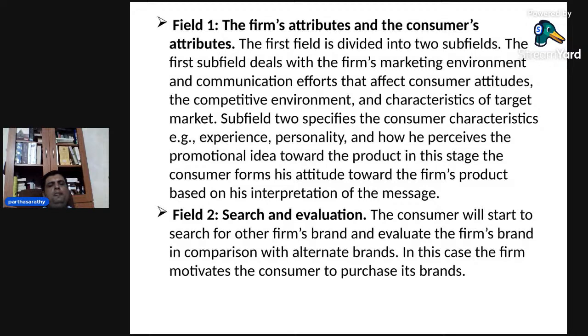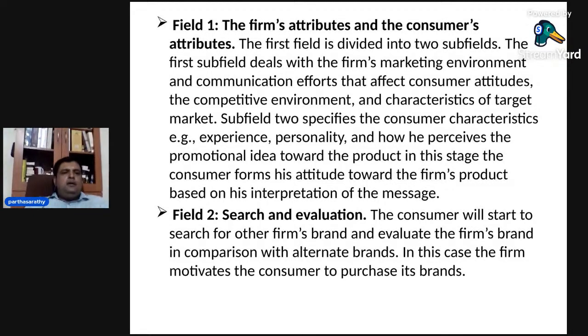When they are advertising a phone, for example, if Samsung is advertising a phone, they have to show what is the uniqueness about their product. If there is a uniqueness, yes, the customer will definitely see the uniqueness. He will not see what is already there. He will see what is unique in this advertising. Competitive environment and characteristics of the target market. So what are the characteristics of the target market? That has to be kept in mind.